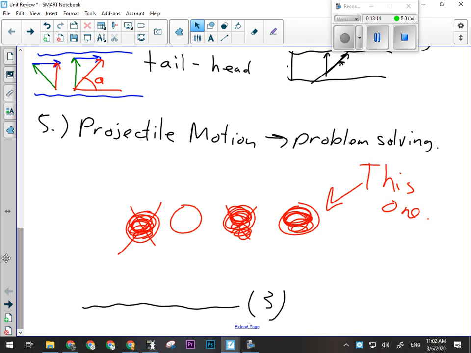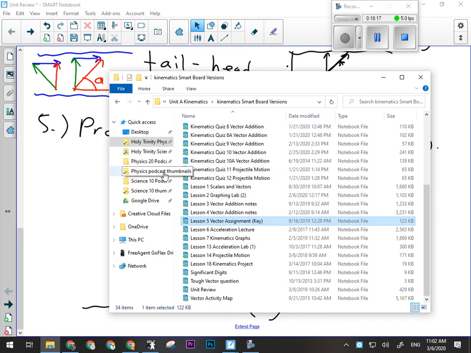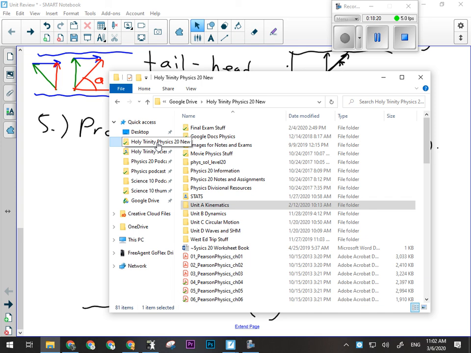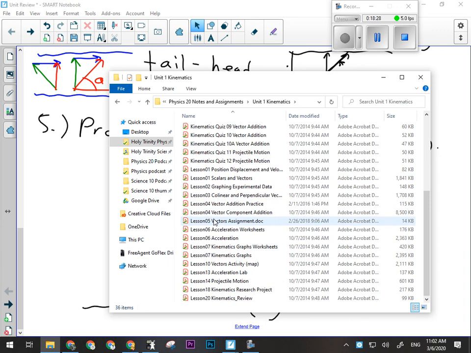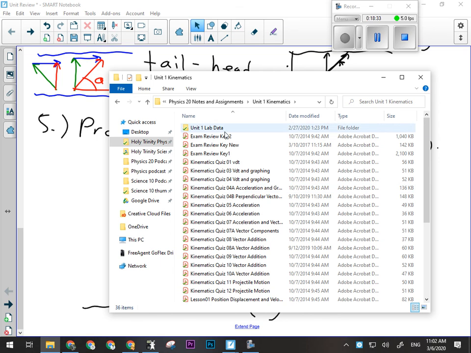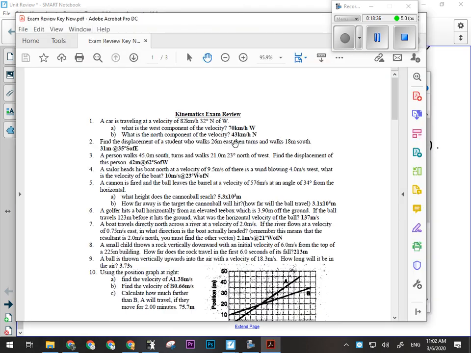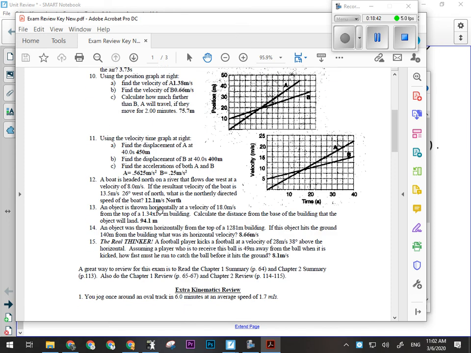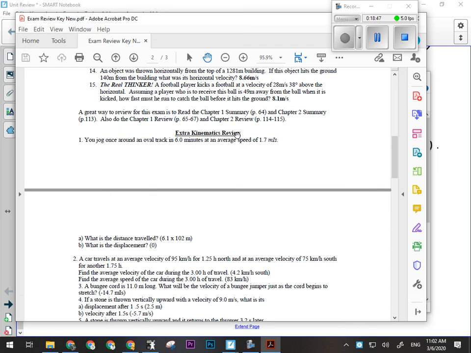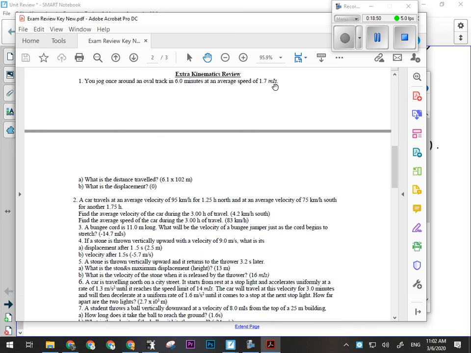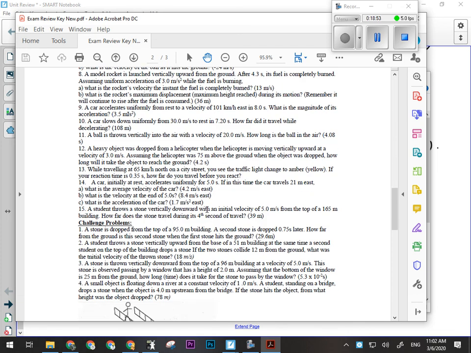Okay, coming up here. And I posted yesterday on Google Classroom your unit exam review and the key for it. So that file is in there. We've got the answers in there. You can check how you did, but that's the exam review. On this extra section here where it says extra kinematics review, the answers are in brackets all the way along there.